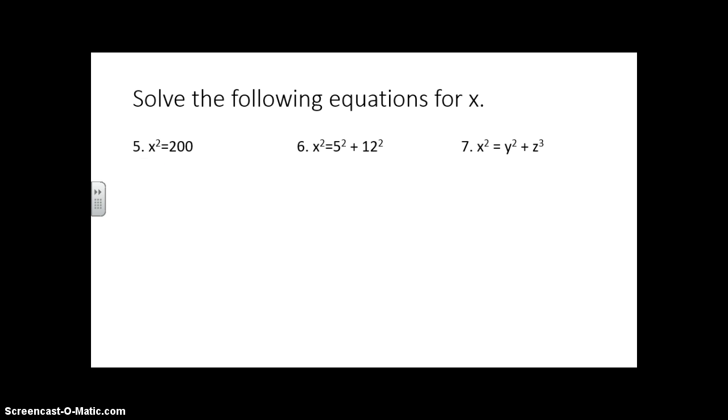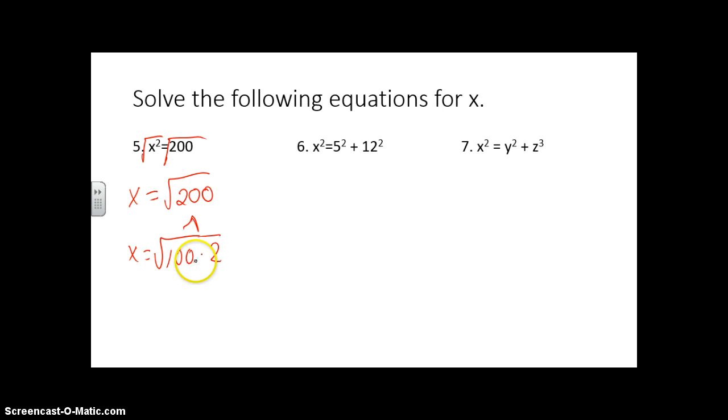Last 3 problems here. Now we have solving for the following equations for x. So what I'm going to do here is notice I have x squared equals 200. I want to get rid of the x squared, so we take the square root of each side. So I have now x equals the square root of 200. I now need to think of what 2 factors make 200. One of the factors has to be a perfect square number, so it's going to be 100 times 2.